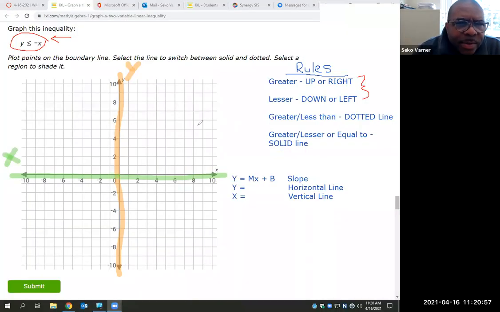But looking at this one is interesting. y is less than or equal to -x. Well, this one has a y and an x, so we know that it's going to have a slope. So let's write it out. I like writing things out just to make them a little more bold, okay? So we'll do y is less than or equal to -x.